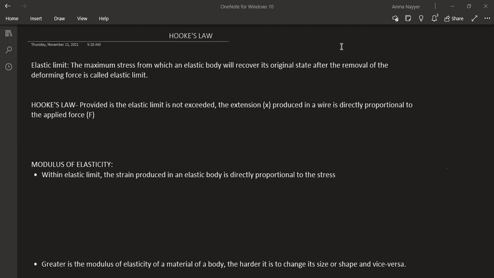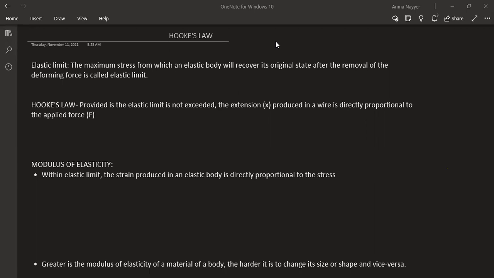Let's say a chain length, there's a change in length. So if the elastic limit of that particular pipe or rod is crossed, now it will remain elongated only. The original length will not be reached. So that limit, minimum criteria, after which when you remove the deforming force, the elasticity is not regained, is known as elastic limit.